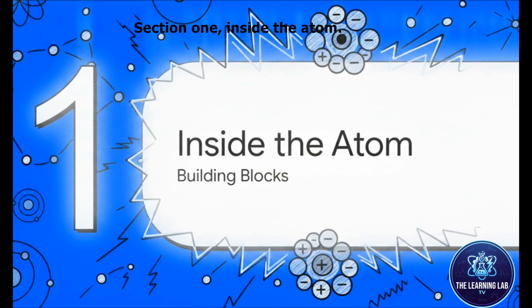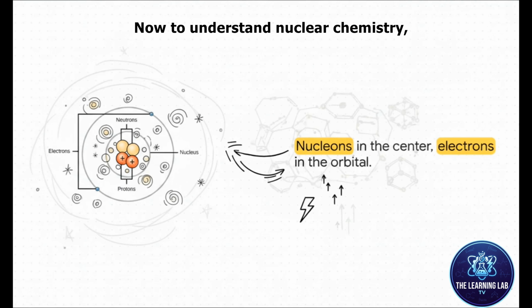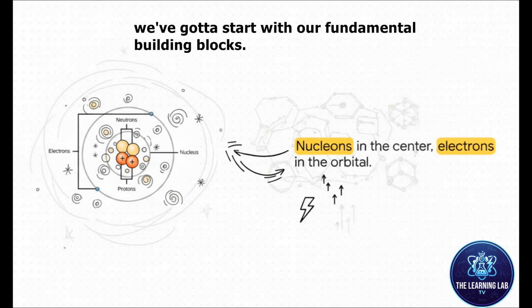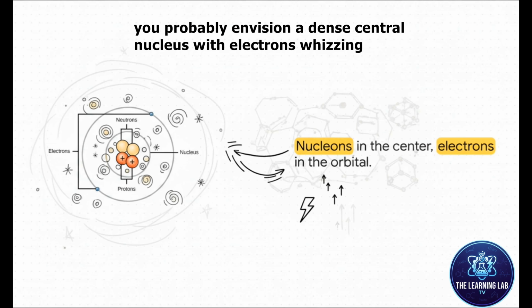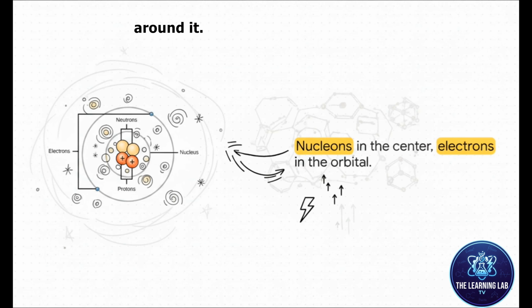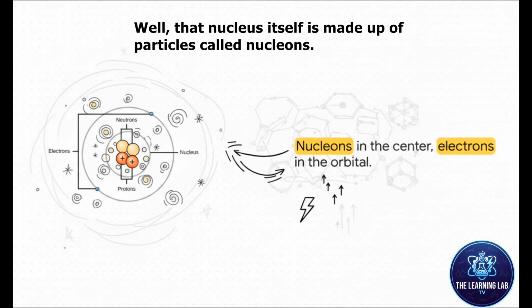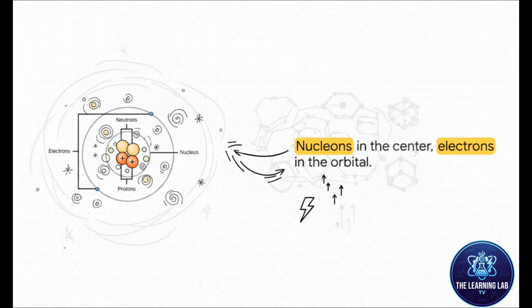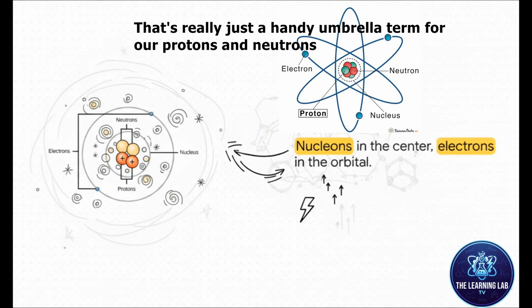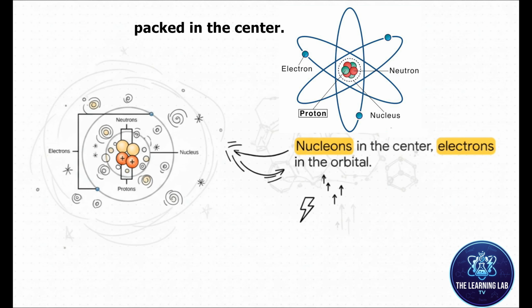Section 1. Inside the atom. Now, to understand nuclear chemistry, we've got to start with our fundamental building blocks, right? When you picture an atom, you probably envision a dense central nucleus with electrons whizzing around it. Well, that nucleus itself is made up of particles called nucleons. That's really just a handy umbrella term for our protons and neutrons packed in the center.